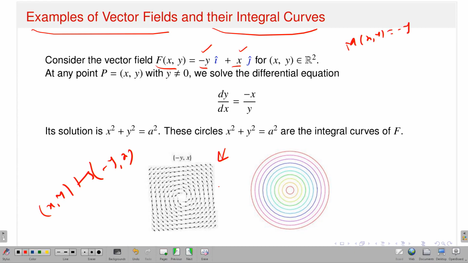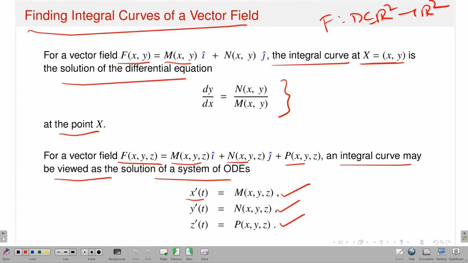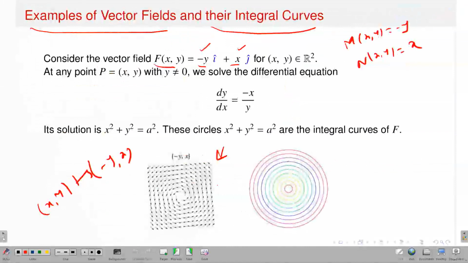M(x,y) is nothing but minus y, and what is my N(x,y)? N(x,y) is nothing but x, compared to the earlier slides. So this is M, this is N. Okay. So that means what I have to do?